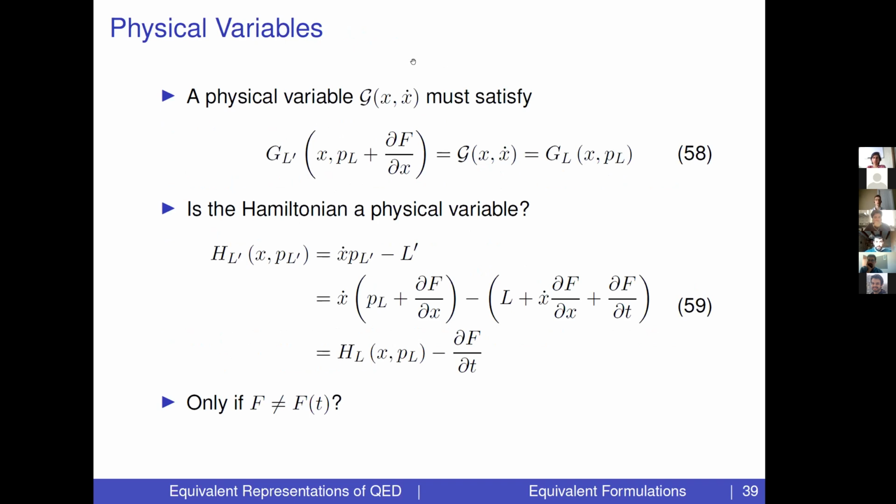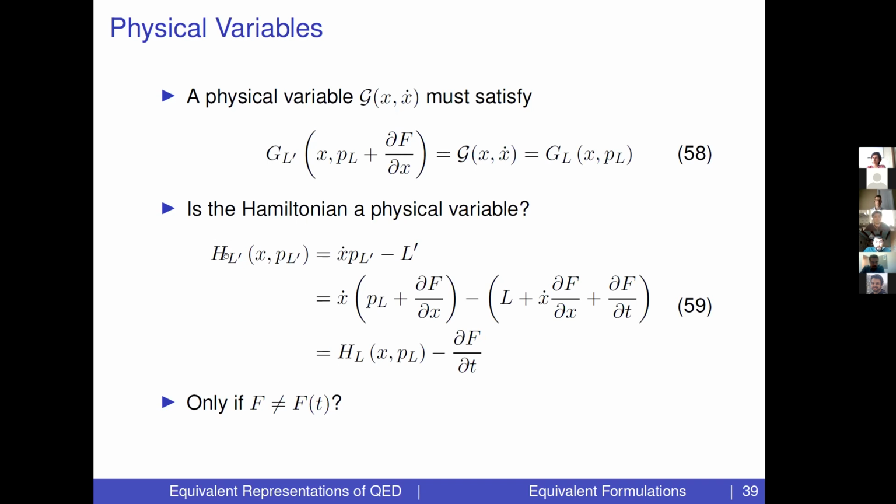So if we now want to define what a physical variable is, something that we can measure in the lab, that here just depends on x and x dot, then we say that the observable in the representation corresponding to the first Lagrangian, with the generalized coordinate and the first canonical momentum to x, must be the same as the observable in the second Lagrangian picture, where we have the same old generalized coordinate, but our new canonical momentum.